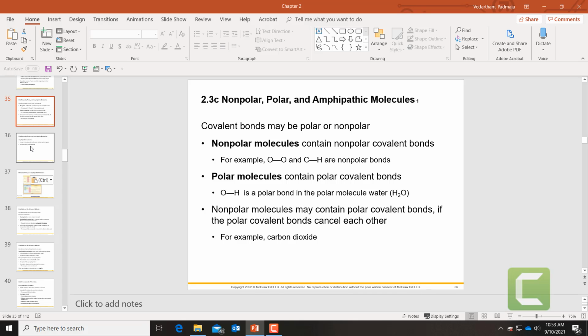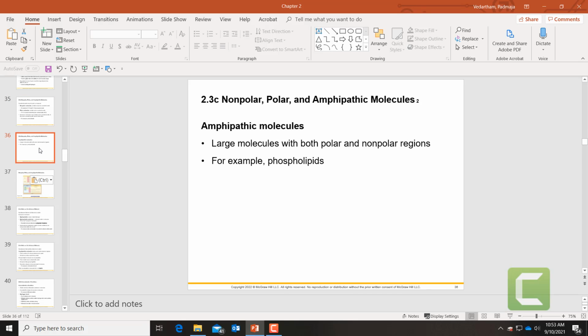So let's look into some amphipathic molecules. These are molecules which have both polar and nonpolar ends. And the best example for this are phospholipids. Phospho, which is the phosphate group that has a negative charge, and then lipids, which are fats. We're going to be talking about phospholipids in a little more detail when I go over the macromolecules. So phospholipids are the best example of amphipathic molecules.